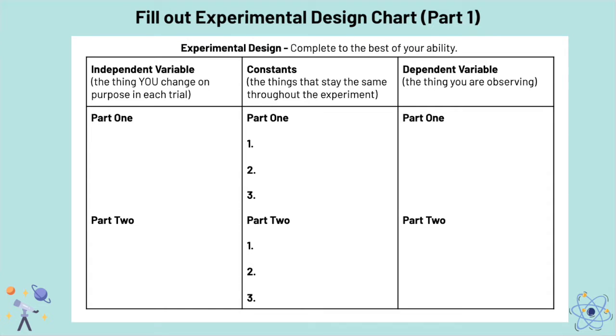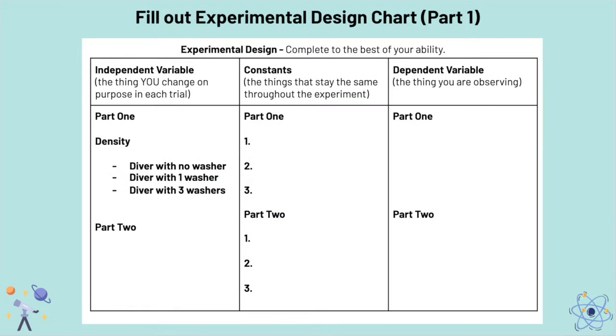Go ahead and reread the title at the top of your worksheet, which says, The Effect of Density and Compression on the Buoyancy of a Cartesian Diver. And you'll understand, after reading the procedure, that the independent variable of this experiment for part 1 is density. Specifically, the density of a Cartesian diver. There are 3 different levels of the independent variable that we will be using in this experiment. Number 1, a Cartesian diver with no washers attached. Number 2, a Cartesian diver with 1 washer attached.